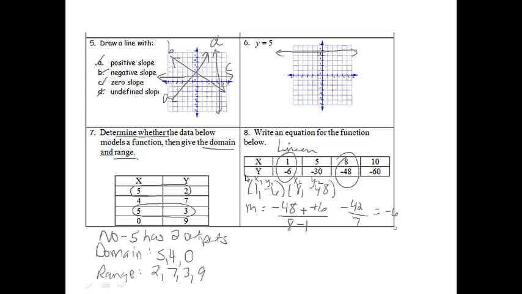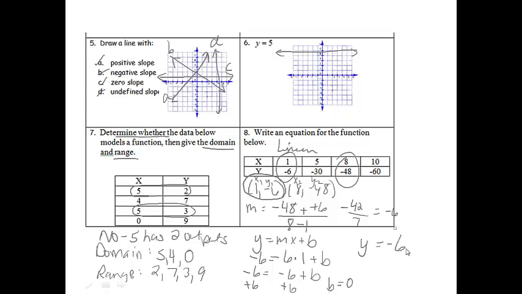So that's my slope. Then I'm going to pick one of the points. I'm going to pick that first point, and I'm going to write y equals mx plus b. My y value is negative 6. My m is negative 6. My x is 1 plus b. So I'll have negative 6 equals negative 6 times 1 is negative 6 plus b. To get rid of the negative 6, we'll add 6 to both sides. And I will get b equals 0. So I'm going to have y equals negative 6x. I could either put plus 0, or I could just have it as y equals negative 6x.